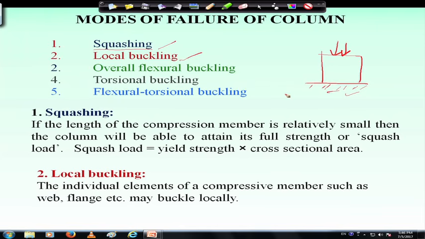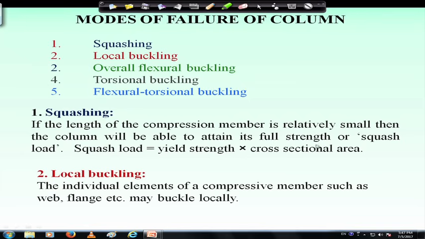In the case of a steel building, we use different types of steel rolled sections. For example, we often use the channel section. In such a case, due to compression, the web may buckle individually, the flange may buckle individually, or some other part of the member may buckle, which is called local buckling. It has to be taken care of while calculating the compressive strength of the member.